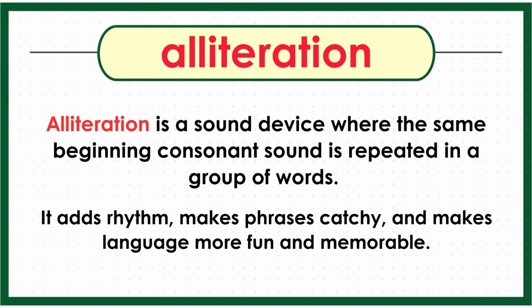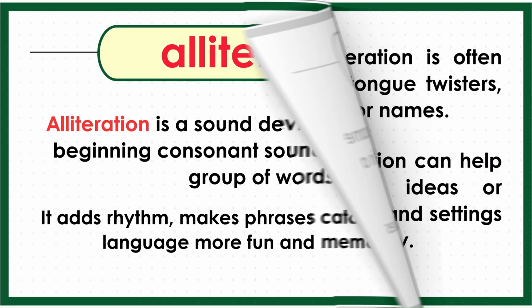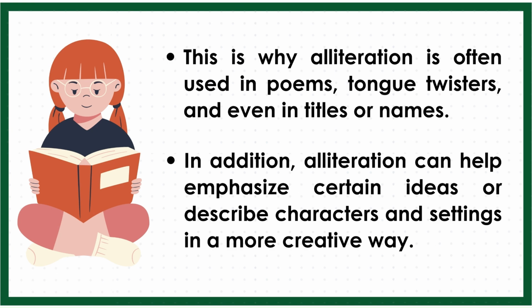Now, let us learn about alliteration. Alliteration is a sound device where the same beginning consonant sound is repeated in a group of words. It adds rhythm, makes phrases catchy, and makes language more fun and memorable. This is why alliteration is often used in poems, tongue twisters, and even in titles or names. In addition, alliteration can help emphasize certain ideas or describe characters and settings in a more creative way.